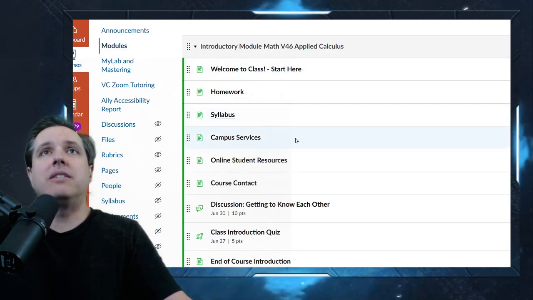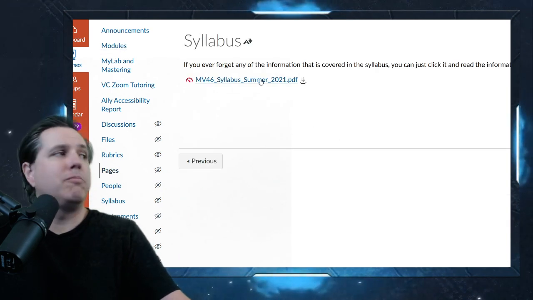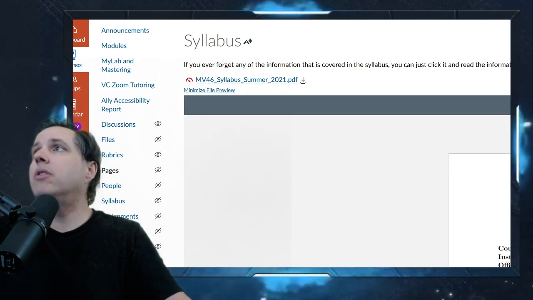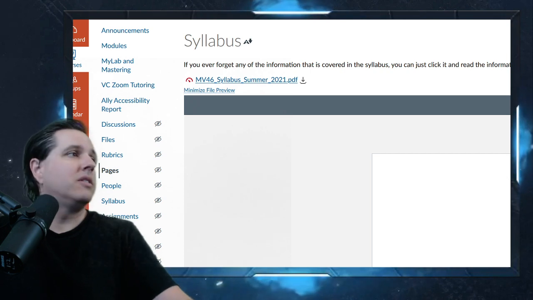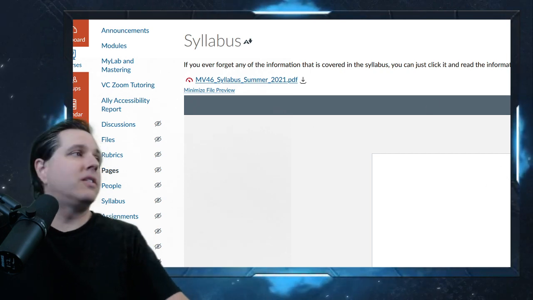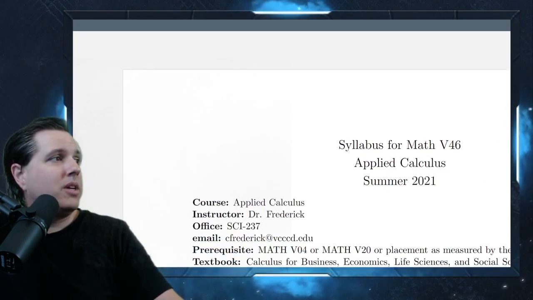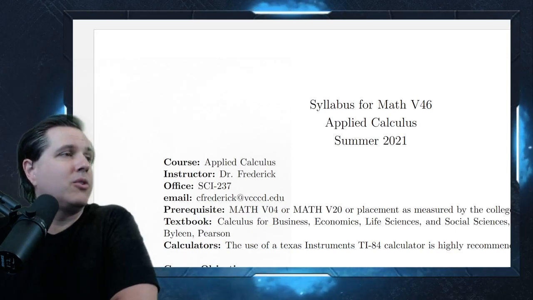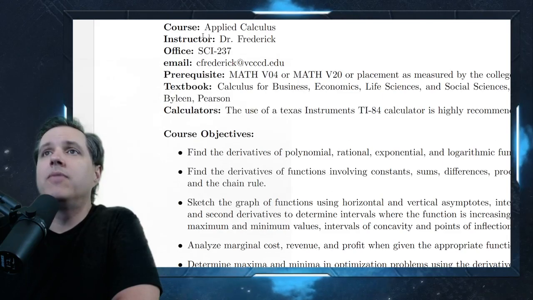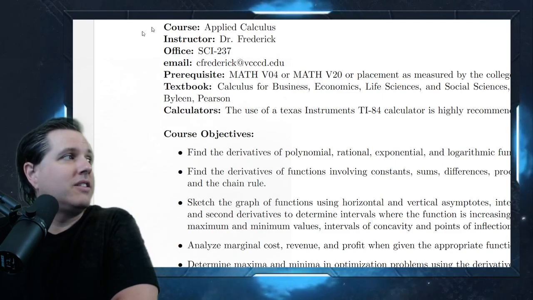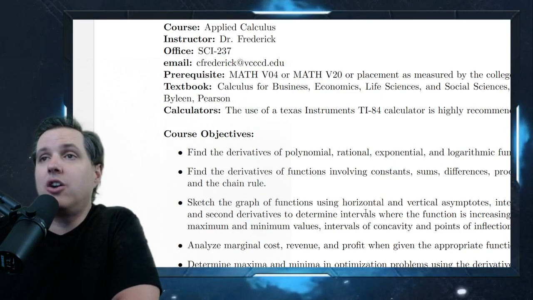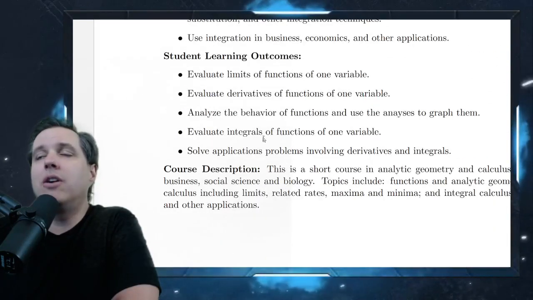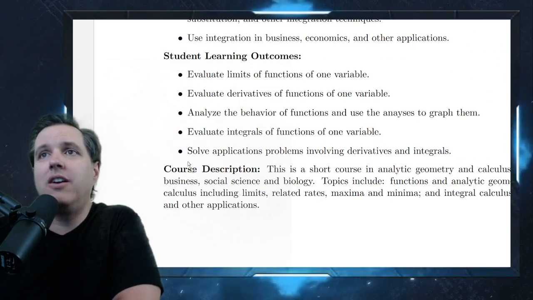Then there's the syllabus. The syllabus is posted here. It's a PDF. You click it. It's available for you, which, let's see, I'm going to have to blow this up a little. Still not quite on there. Let me move this over a little bit. Okay, so syllabus, V46, Applied Calculus, Summer 2021. Some of this, like my office, doesn't matter because we're not on ground, so you're not going to get that. Course objectives, student learning outcomes, that's all stuff we legally have to put in here.